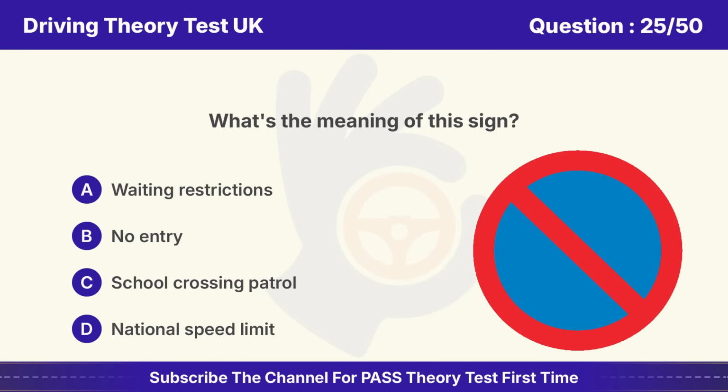Question 25. What's the meaning of this sign? Option A. Waiting restrictions. B. No entry. C. School crossing patrol. D. National speed limit.